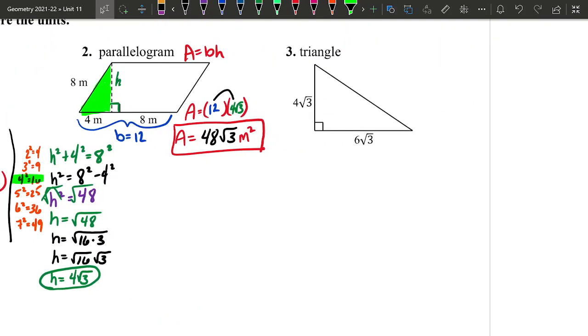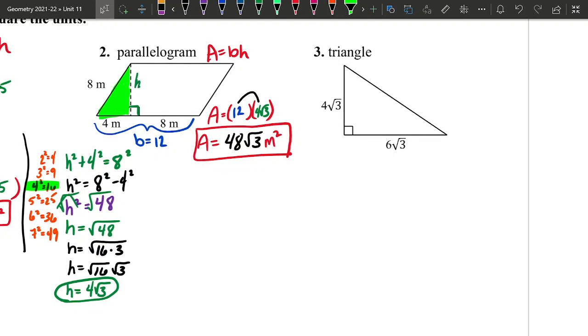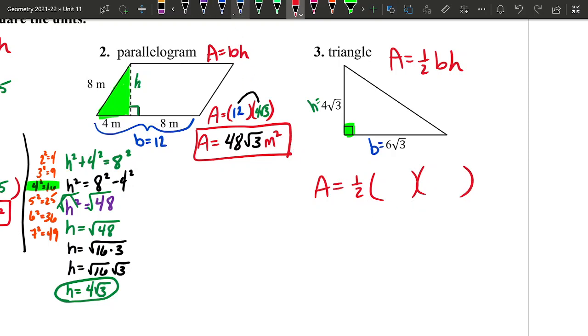Okay, so then the last one on the side of the paper is a triangle. This one's nice. The height and the base are already perpendicular to each other, and they're both given. So it doesn't matter which one you call base and which one you call height. I'm just going to call that one the base, and this one the height. The formula for a triangle is area equals 1/2 of base times height. So the area equals 1/2. Fill in the blanks. Base, 6 times the square root of 3. Height, 4 times the square root of 3.